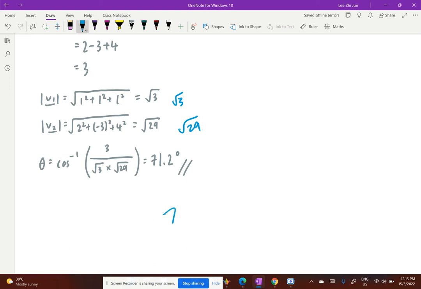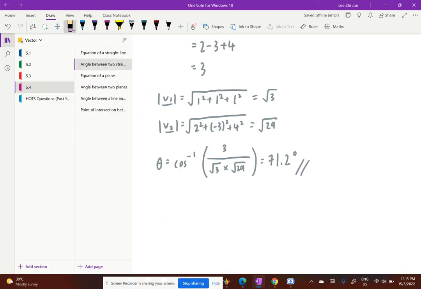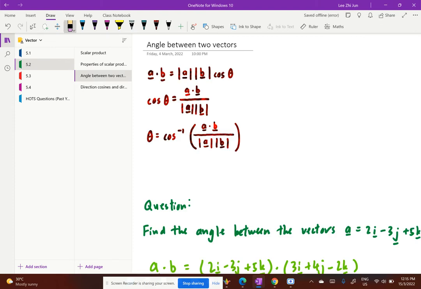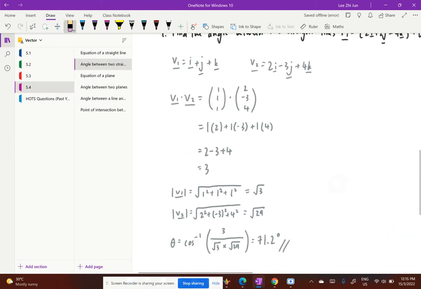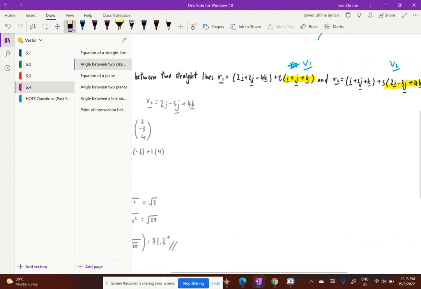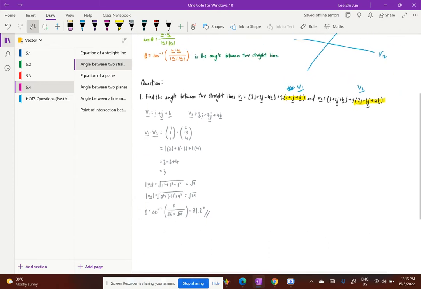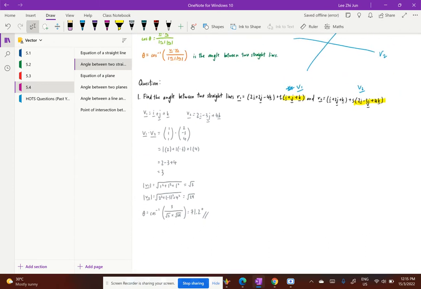So I will get 71.2. Yeah, it's easy, just use the knowledge of the angle between two vectors. So don't get confused. Okay, let's move on.